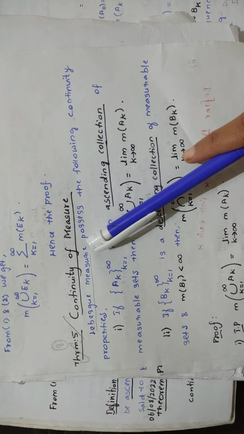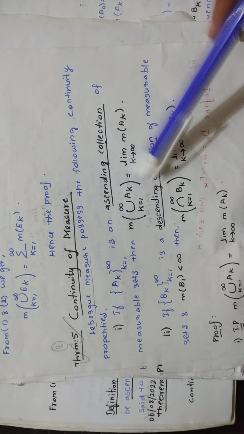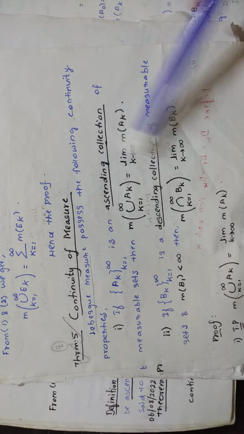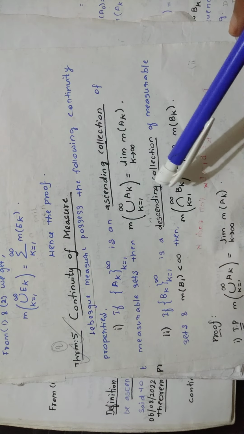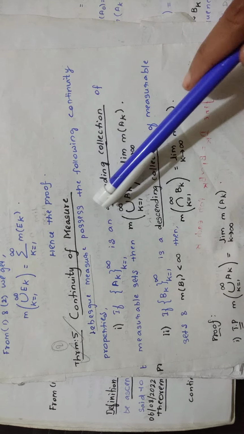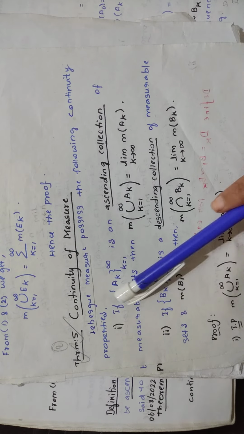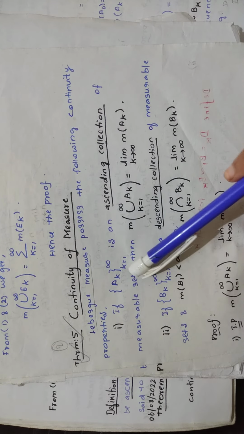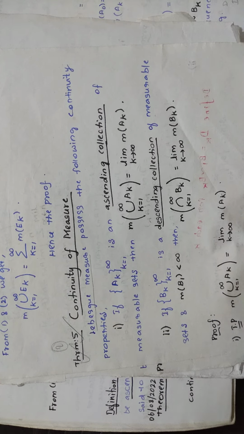The statement of continuity of measure is: Lebesgue measure possesses the following properties. Continuity properties, these two properties. Who is possessing these two properties? Lebesgue measure. Okay. The first one is, if a sequence is given, a collection is given, sorry.